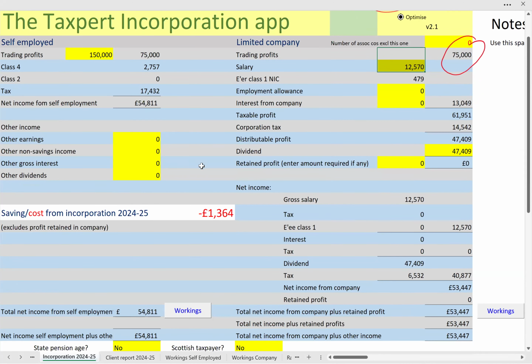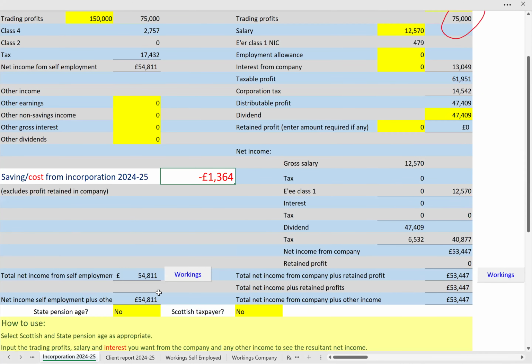And I can see straight away that the taxpayer in this case would be worse off from incorporating by £1,364. And that's not that surprising given the increase in corporation tax rates that have taken place.